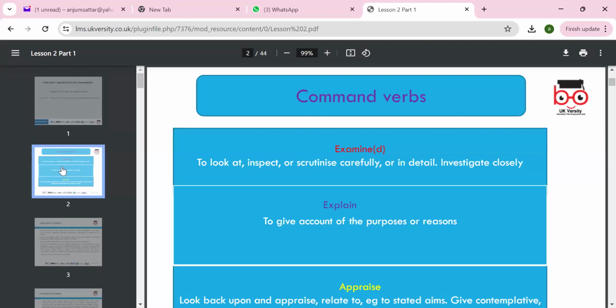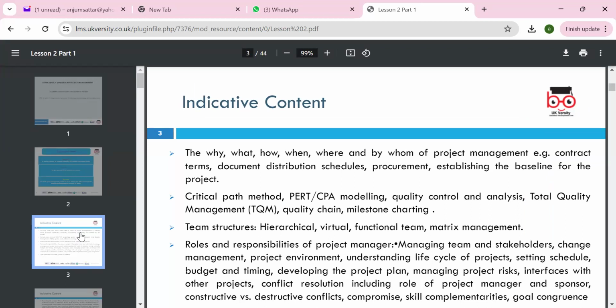Today's lesson keywords are explain, examine, and appraise, which we discussed in the previous lesson as well. The indicative content covers CPA, critical path analysis modeling. Today's keyword is TQM, total quality management. Quality is all about, some of you have heard of ISO 9000: saying what you do, doing the same thing, and having documentary evidence. It's a quality standard against the benchmark and the industry averages.